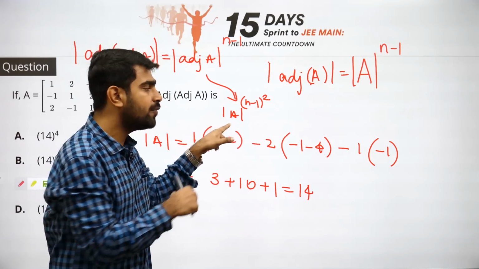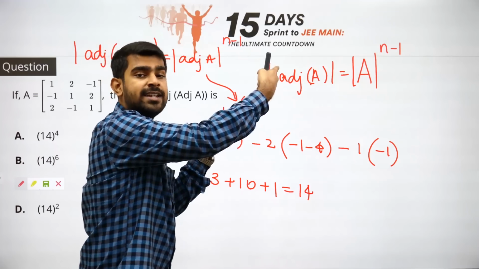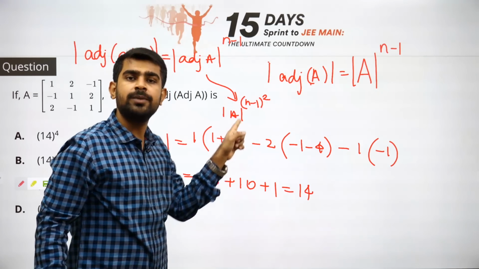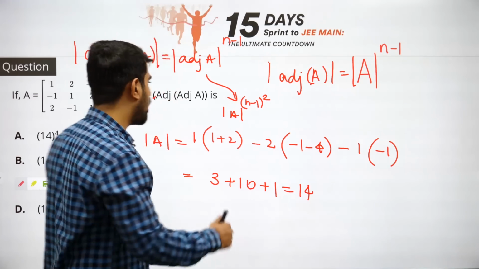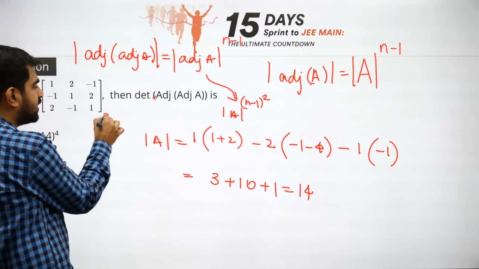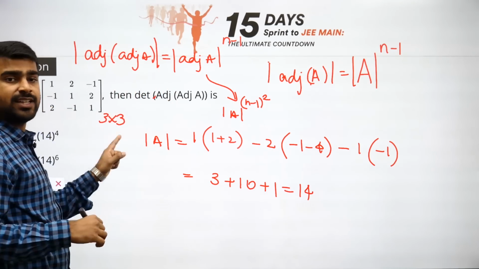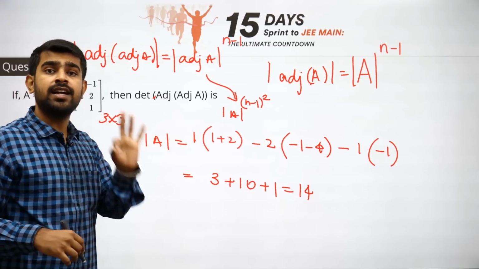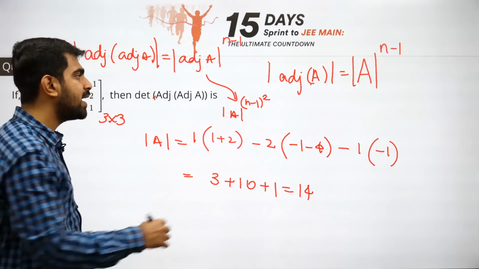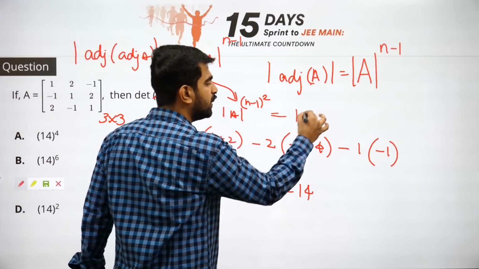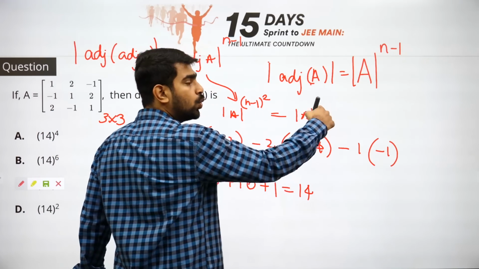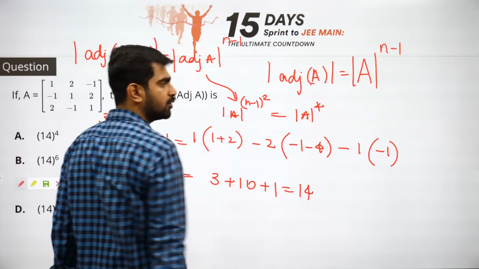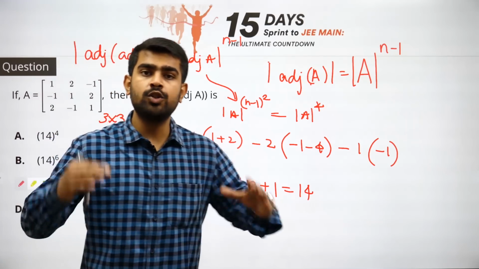So it is going to be det of A to the power n minus 1 to the power n minus 1, which will become det of A to the power n minus 1 squared. And what is n minus 1? N is 3 cross 3, right? So n is 3 means n minus 1 will be 2. So my answer is going to be det of A to the power 2 to the power 2, which is 4. So our answer is det of A to the power 4.